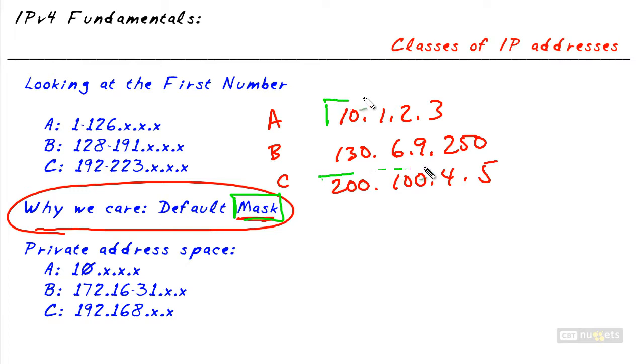first three numbers with the Class C, just because of the pattern, you would be absolutely right. And that, my friends, is important to know with IP version 4 addresses. The default mask associated with a Class A is different than the default mask associated with a Class B, and different also from a default mask associated with a Class C address.